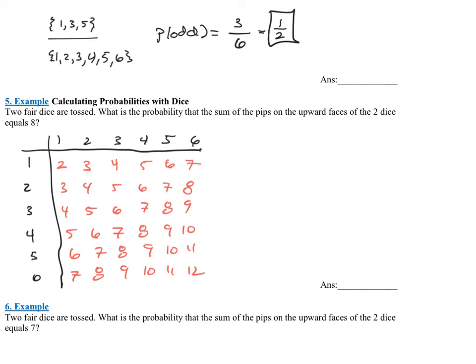Now it says, what is the probability that the sums of the pips on the upward faces of the 2 dice equal 8? So let's look in here and see how many 8s I have. I have 1, 2, 3, 4, 5 8s it seems, and there's a total of 6 times 6, which is 36 entries. So the probability of getting an 8 would be 5 of the 36 total possible. We want to make sure that we simplify that, and 5/36 is indeed simplified.